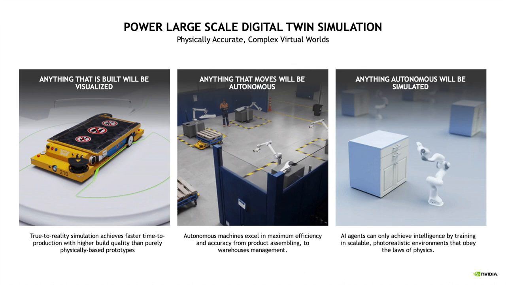in the physical world. And AI agents can only achieve intelligence by training in scalable, photorealistic environments that obey the laws of physics. These three things together are what helps make the digital twin simulation a very complete tool for people to use creating virtual environments for their different industries.